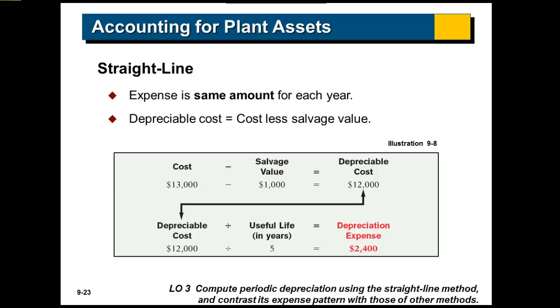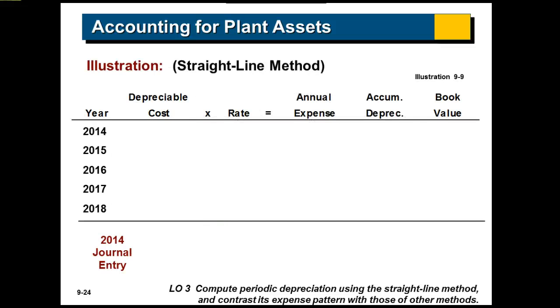Under the straight line, it's very straightforward. We're basically going to take the cost of 13 minus the salvage value to have a depreciable cost of 12. The 13 minus 1, 12. We're going to divide that into 5 years, and our annual depreciation expense is $2,400. It's going to be the same amount each year.